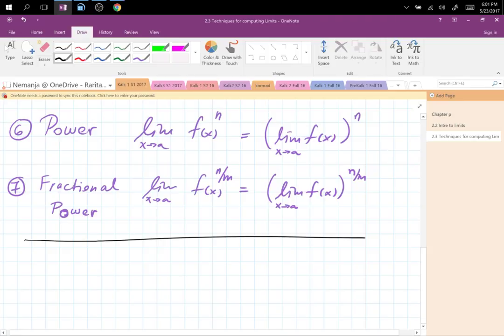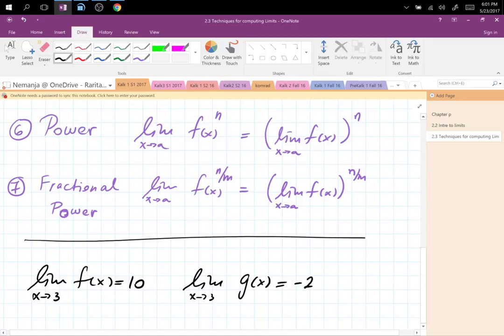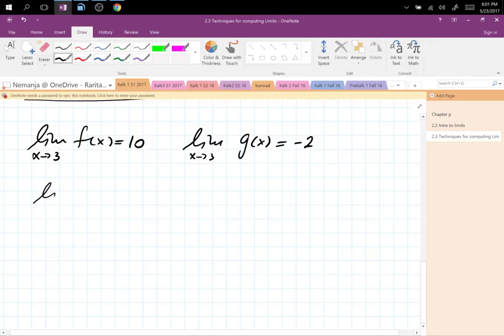So let me see if we can find the example. This is a cool example. So let me make up something. Limit as x goes to 3 of f of x is, let's say, 10. Limit of g of x as x goes to 3 is, let's say, -2. And let's find one more. Limit as x goes to 3 of h of x is equal to, give me a number. 7, thank you.